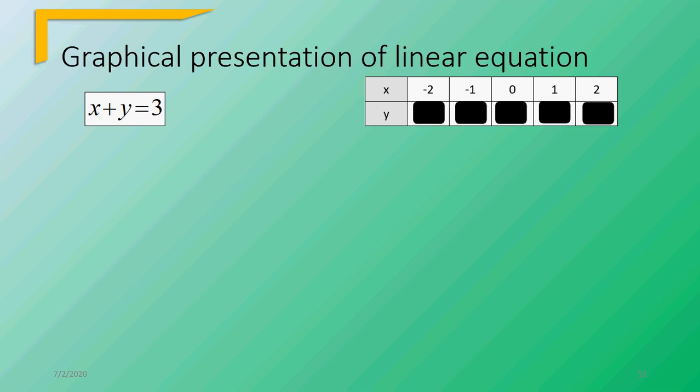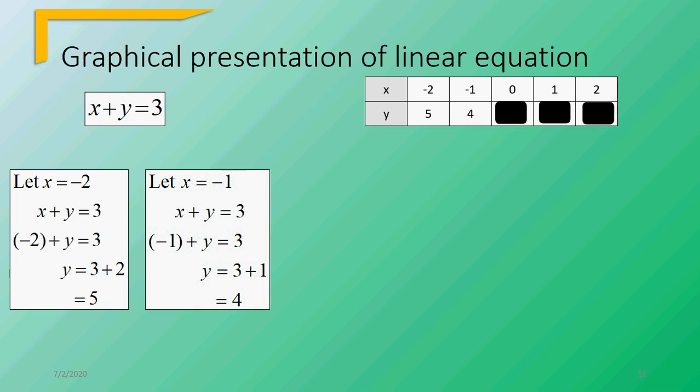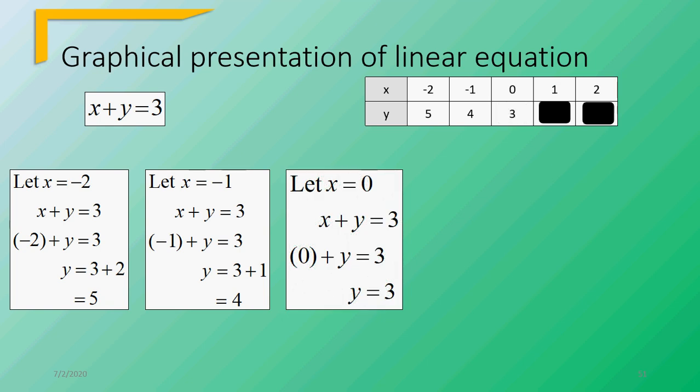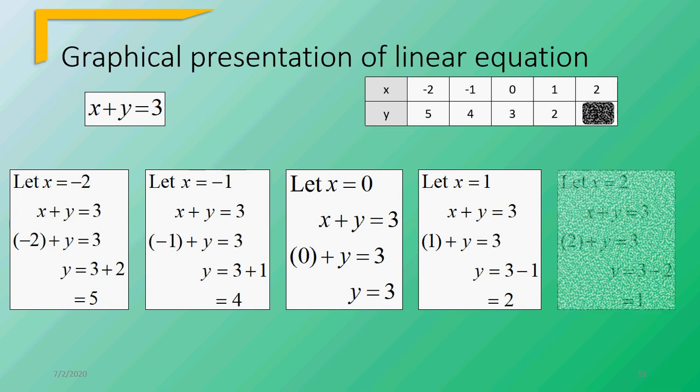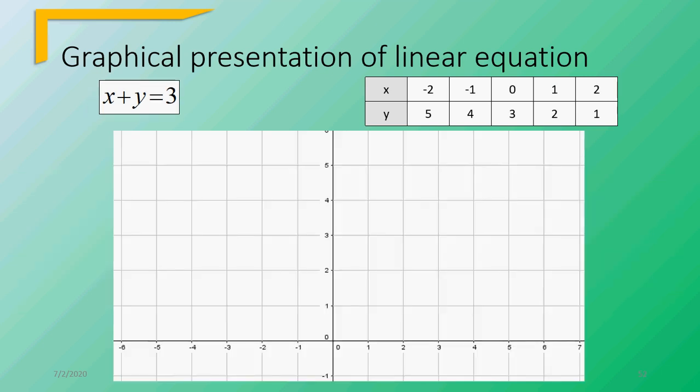So, if x equals -2, by using the equality concept, I will get y equals 5. When x equals -1, I will have y equals 4. If x equals 0, I will get y equals 3. If x equals 1, my answer for y is 2. And if x equals 2, y will be equal to 1. So these are the ordered pairs of solutions for the equation x plus y equals 3.